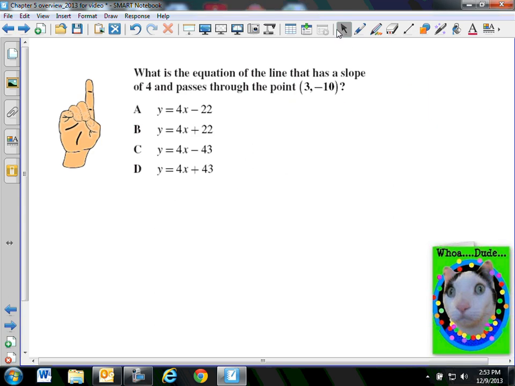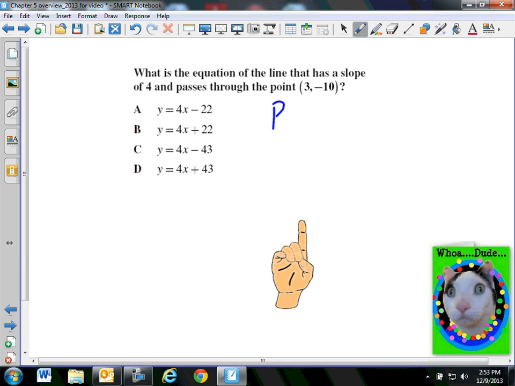Next one. What is the equation of a line that has a slope of 4 and passes through the point (3, negative 10)? Well, there's several ways to do this, okay? The most common way is for you to use the point-slope formula. Do you remember what this point-slope formula looks like? Do you?